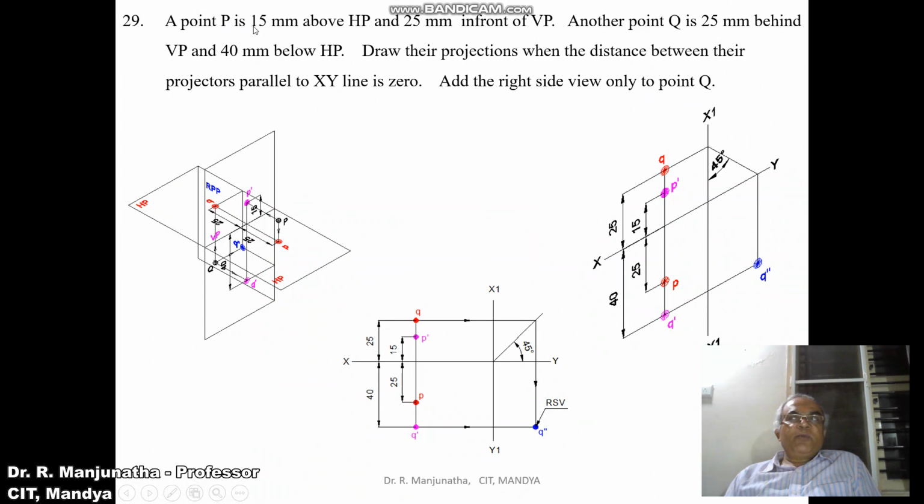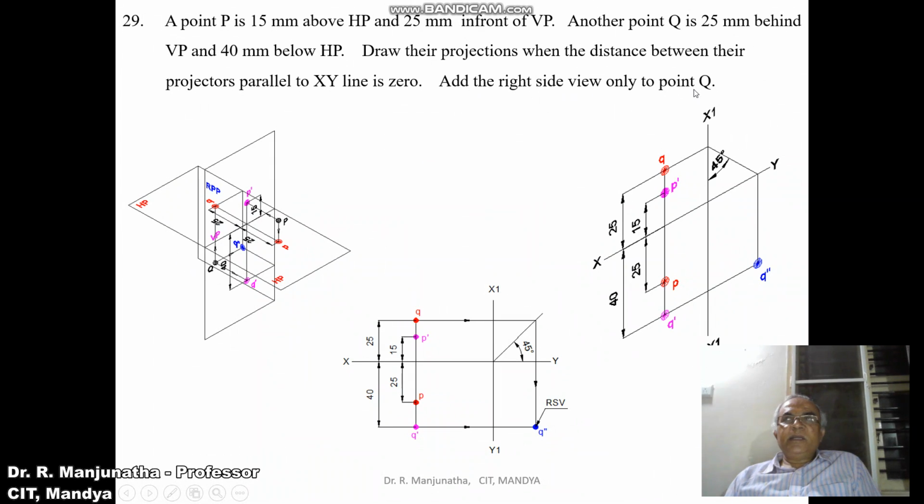Now, when he says point P is above HP and in front of VP, that means this is in the first quadrant. So we are going to consider the first quadrant. And another point Q is 25 mm behind VP and below HP. So behind VP and below HP, it becomes the third quadrant. So we're going to consider the third quadrant.